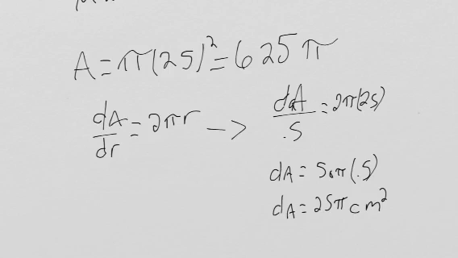So just remember always to differentiate. Remember what information you have. In this case, we had dr, and we knew the current radius, and then we used that to approximate dA, which ended up being 25 pi square centimeters.